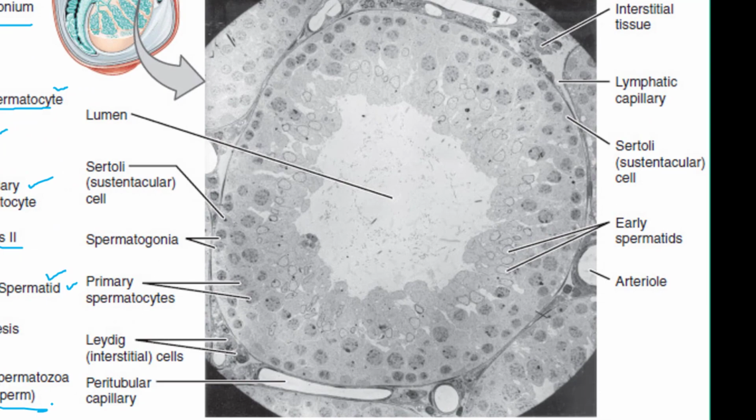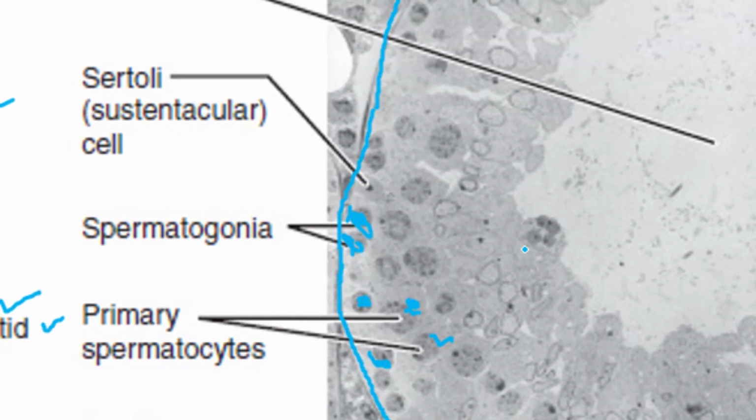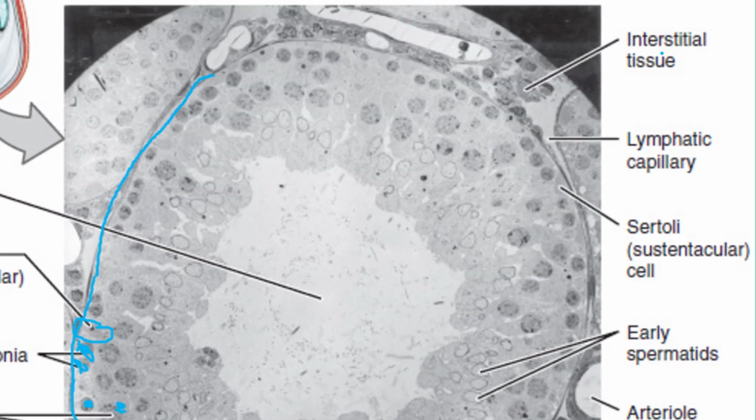As you can see here, this is a cross section of the seminiferous tubule under a microscope, and you can see different cells in here. This is the layer of the seminiferous tubule, and here you have the spermatogonia. Here all of these are the spermatogonia. Here you can see the primary spermatocytes, right? And you can see the Sertoli cells in here. These are the Sertoli cells, right? And also you can see the interstitial tissue, or the Leydig cells.